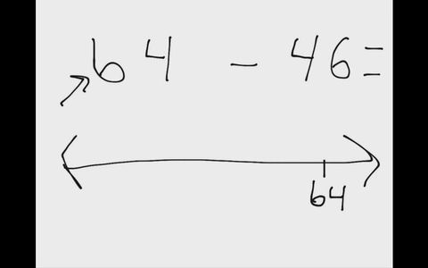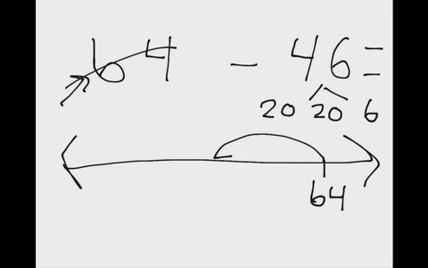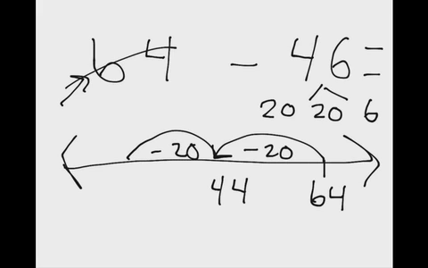Place that on the number line. Then you can decompose this. This time I might want to jump by 20s. 20, 20, and 6. So 64, take away 20, is 44. Take away another 20 is 24. And then I have the 6.